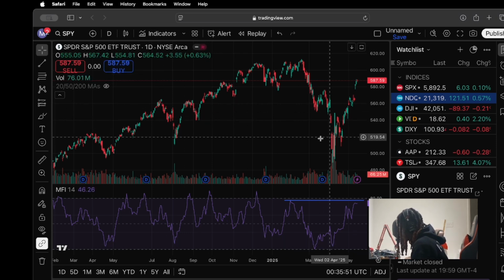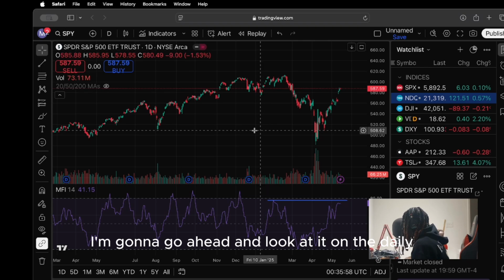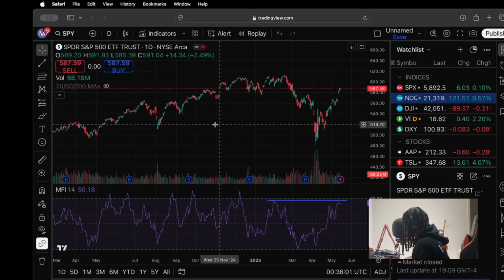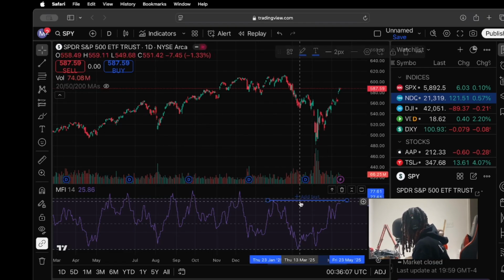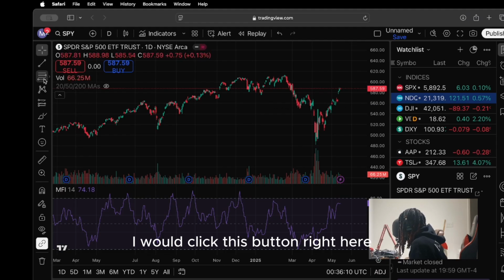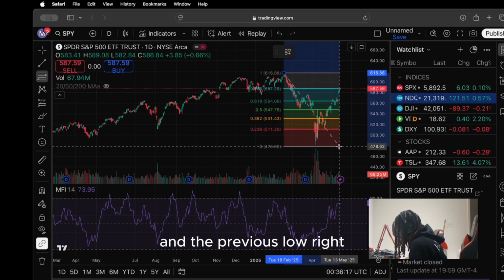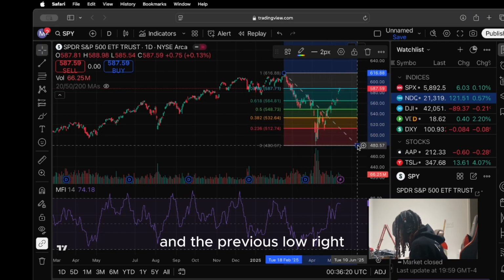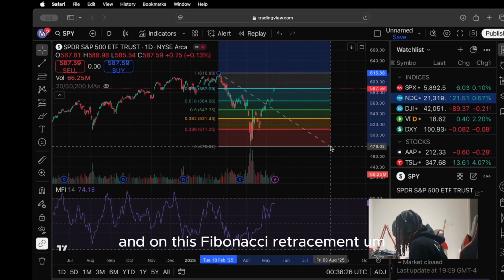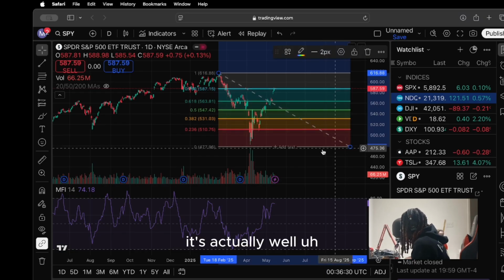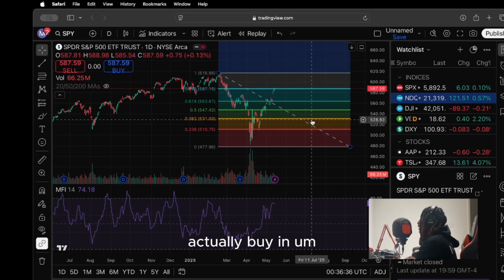So boom. We're looking at SPY, S&P 500. I'm gonna look at it on a daily right now, and then we can get a little bit more surgical and go a little bit deeper. I would click this button right here. That's Fibonacci retracement. I'll choose my most recent high and the previous low, right? And this Fibonacci retracement is actually well coded to where it shows where the golden zone is to buy in.